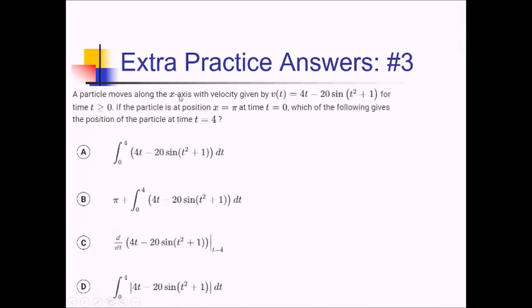For this problem, we have a particle moving along the x-axis with this velocity function. And if the particle is at x equals pi at time 0, which gives the position of the particle at time 4? So we're going to go through each of these and see if they line up with what we expect for this. So this first one here, integral of velocity basically, that's giving us the displacement. Now displacement is an important piece of finding the position, but just telling you the change in position by itself is not going to tell you the new position. You kind of also have to know where you started to go with that change in position. So displacement is not quite the same as position.